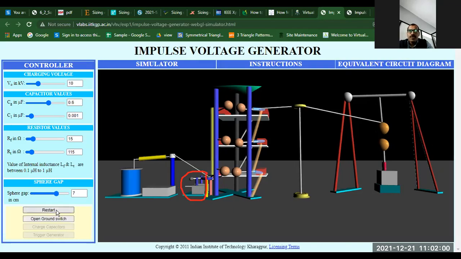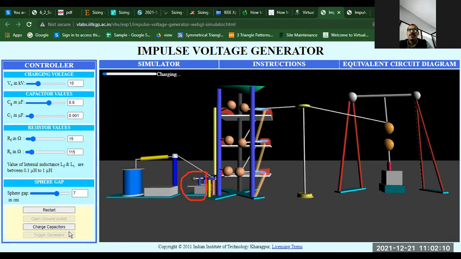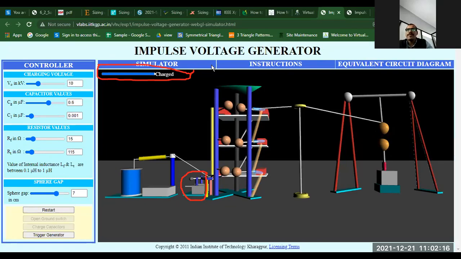He starts the experiment, then opens the ground switch. See, this switch is here again. Then I'll click on charge capacitor. Now whenever I click on charge capacitor, you will see in the corner that the capacitors are charging. Okay, so now the capacitors are charged.